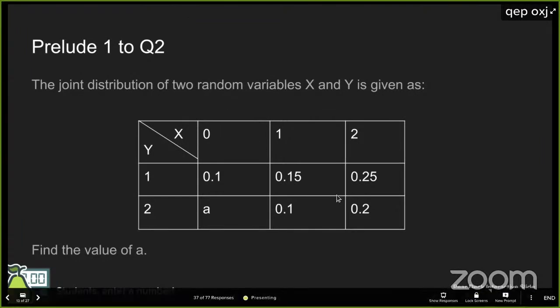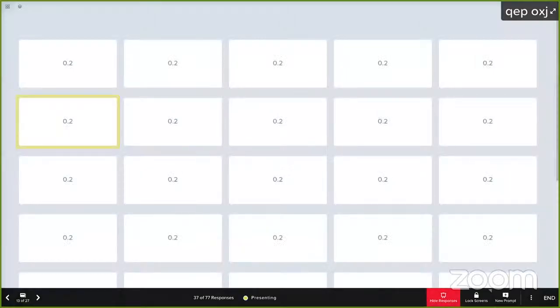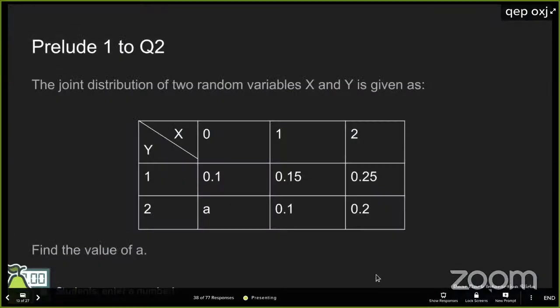Okay, a lot of people have given the correct answer to this question. So the thing is, what do these values represent: 0.1, 0.15, and 0.25?